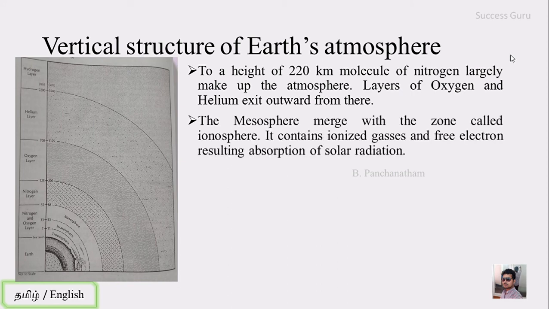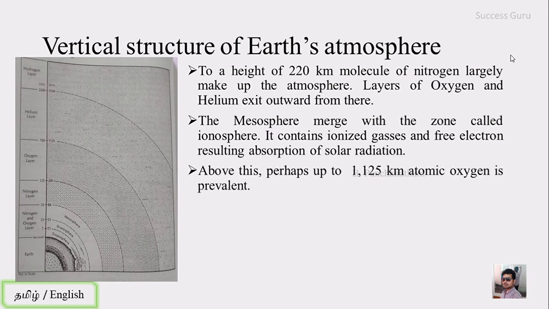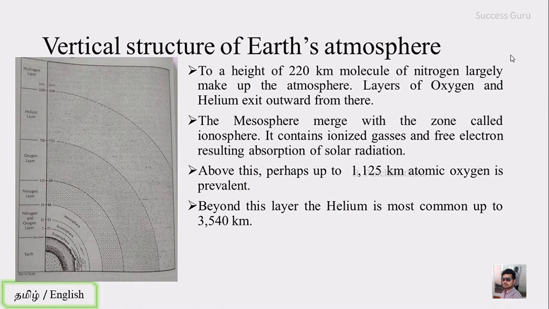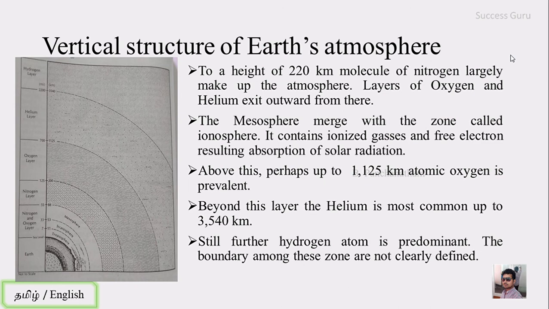So the mesosphere merges with the zone called the ionosphere. It consists of ionized gas and free electrons resulting from the absorption of solar radiation. And above this, perhaps up to 1125 kilometers, oxygen is prevalent, and after that up to 3540 kilometers there will be the presence of helium, and still further, the hydrogen atom is predominant. The boundaries among these zones are not clearly defined. I hope this is the overall outline of the vertical structure of Earth's atmosphere and the chemical composition that we had seen.